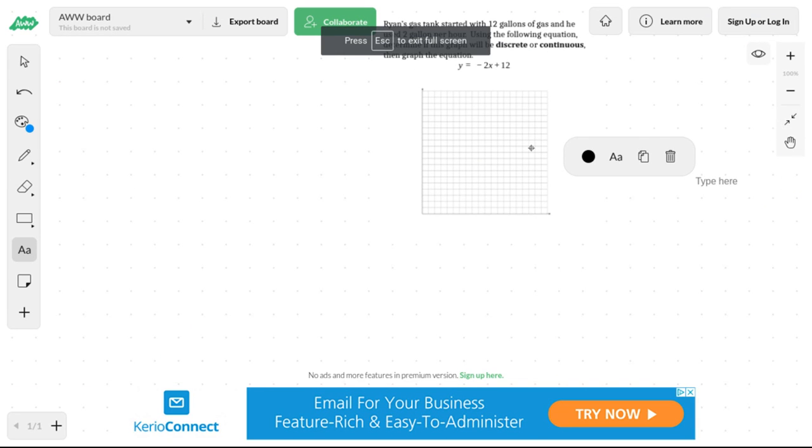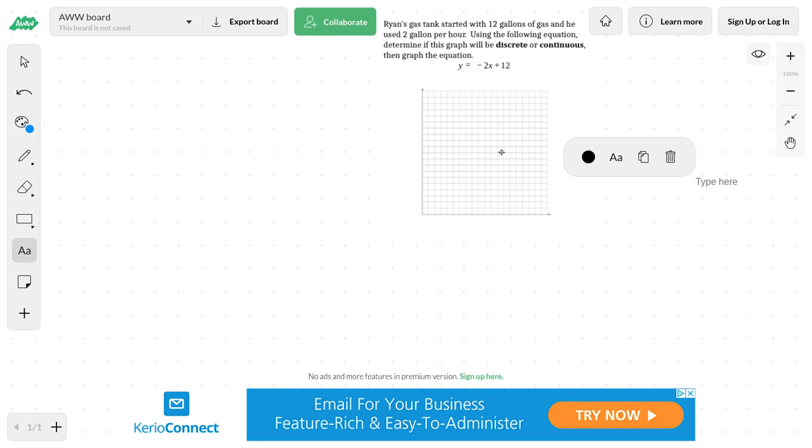In this video, we're going to talk about learning target 2.3.3, which is to graph a real-world equation. So in this problem, it says Ryan's gas tank started with 12 gallons of gas, and he used 2 gallons per hour. Using the following equation, determine if this graph will be discrete or continuous, and then graph.